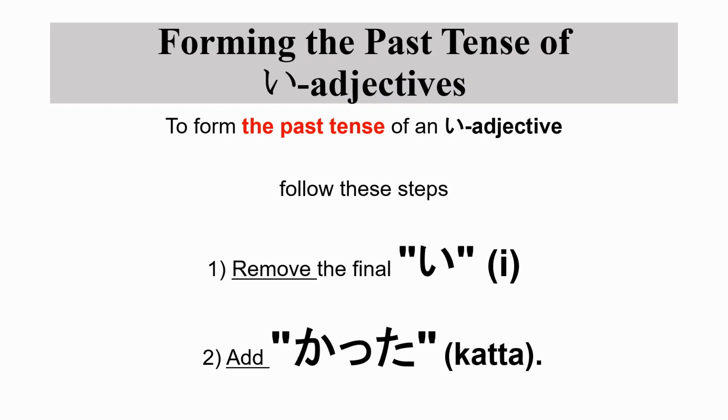Now let's learn how to form the past tense of these adjectives. We will start with I-adjectives. Simply remove the final I and replace it with katta. It's not very difficult. So, to form the past tense of the I-adjectives, follow these steps. First, remove the final I and add katta.